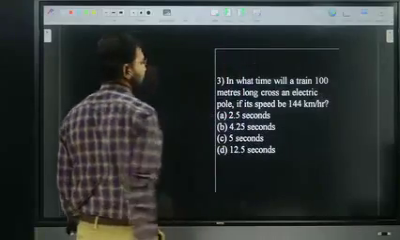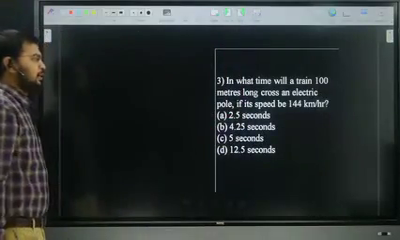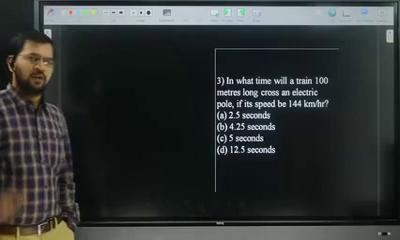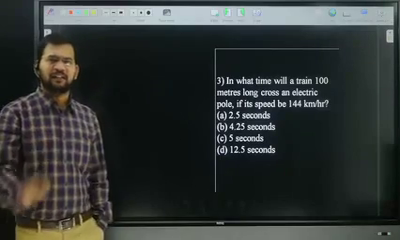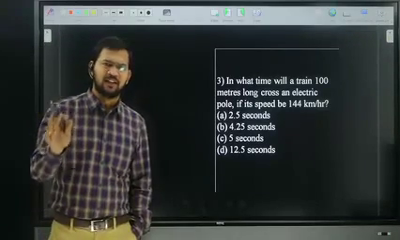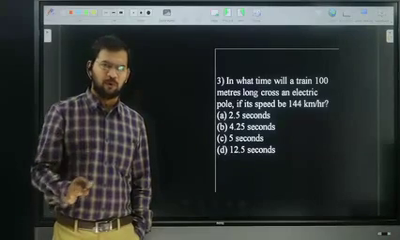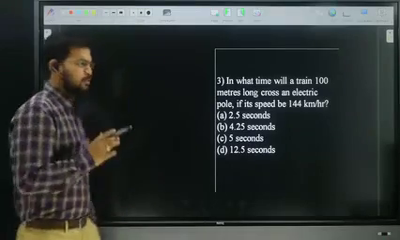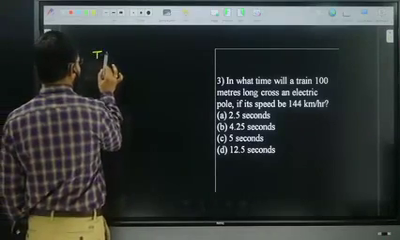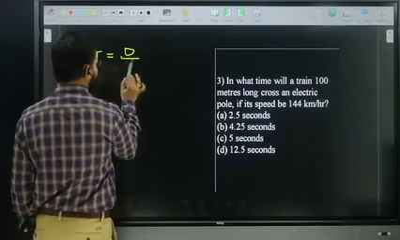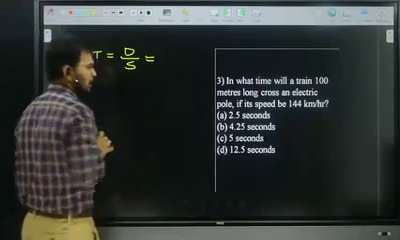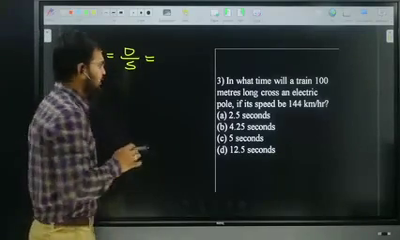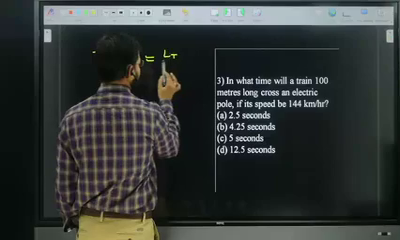So next question. In what time will a train 100 meters long cross an electrical pole if its speed is 144 kilometer per hour? I already told you, whenever a train is crossing an electrical pole, what point do you have to take? First point: time is nothing but distance by speed. Whenever a train crosses an electrical pole, the length of the train itself is the distance. Length of the train by speed of the train.